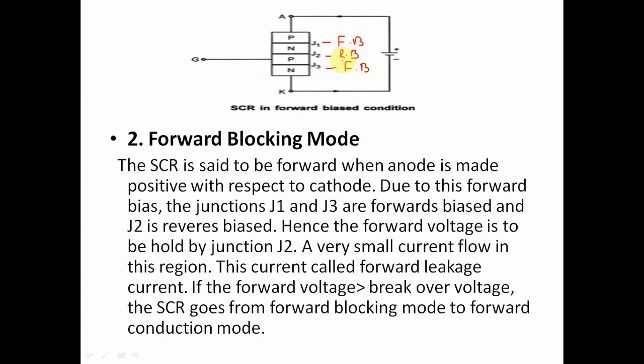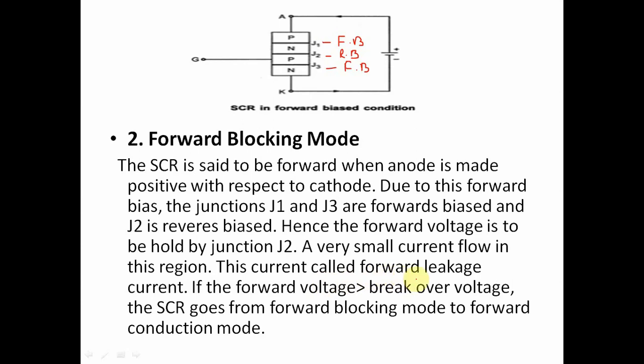Remember that the SCR turns on only when J1, J2 and J3 are forward biased. The SCR is said to be forward biased when the anode is made positive with respect to the cathode. Look here, the anode is made positive with respect to the cathode. Due to this, junctions J1 and J3 are forward bias and junction J2 is reverse bias. We already explained this. Hence, the forward voltage is held by junction J2.